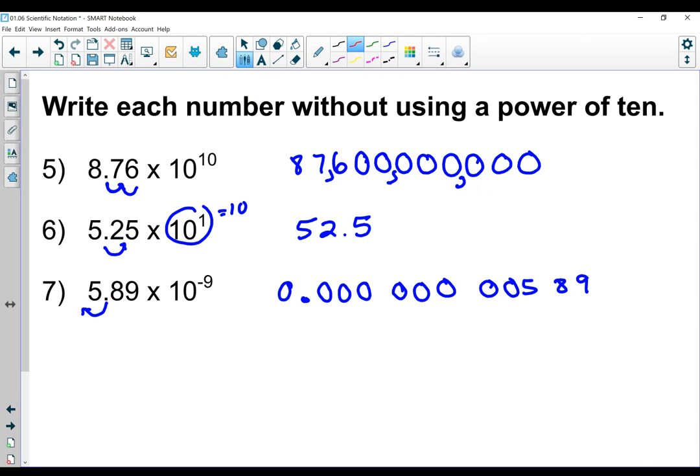Let's double check this one, because this is a harder one for people to see. So my decimal started out here, and I wanted to move it 9 places. So here's 3 places, and 3 more places, and 3 more places. So I did move it 9 places. So you can always go back and take your standard form number and convert it back and just make sure you have a right answer.